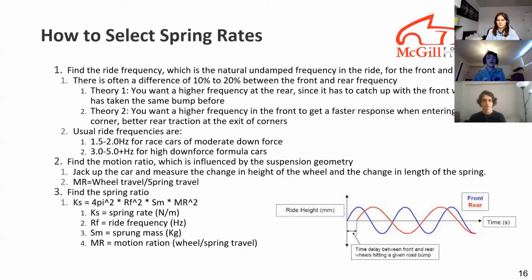Finally, you find the spring rate, which can be found using the formula right here. Okay, so to find the spring rate, you need to have the right frequency, the sprung mass, and the motion ratio of your car. So the motion ratio is an important concept.